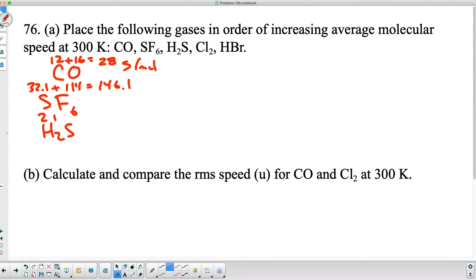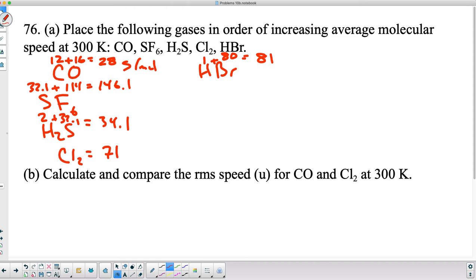H2S, that's 2 for hydrogen and 32.1 for sulfur, so that's going to be 34.1 for H2S. For Cl2, I get 35.5 for each chlorine, so 71 is what I get for that. And then finally, HBr would be 1 plus 79.9, which I'm going to round up to 80. So that's going to be an 81.